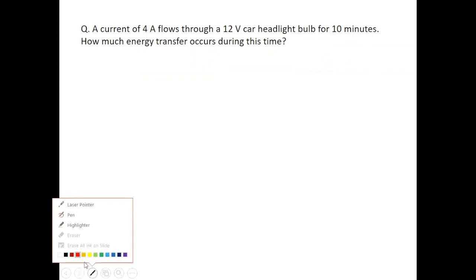A current of 4 ampere flows through a 12-volt car light bulb for 10 minutes. How much energy transfer occurred during the time? So P is to be calculated. First, how to calculate it? V into I. V is 12 volt, I is 4. So P equal to 12 into 4, 48 watt.